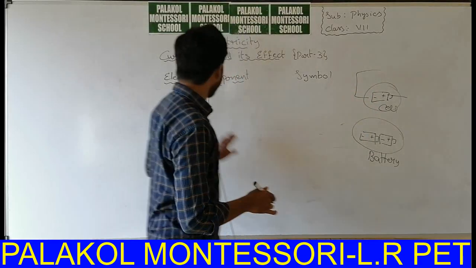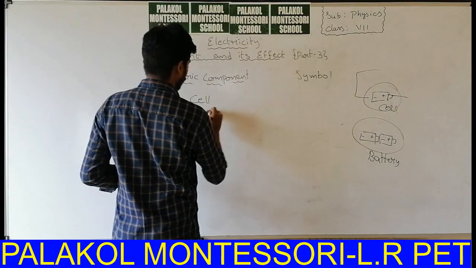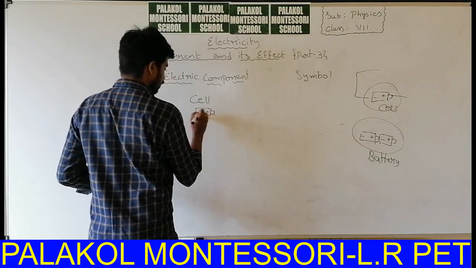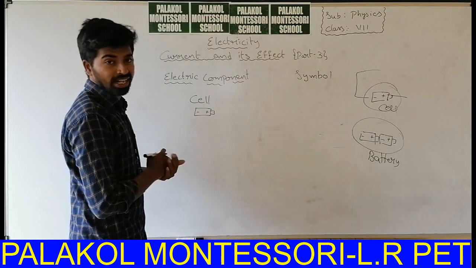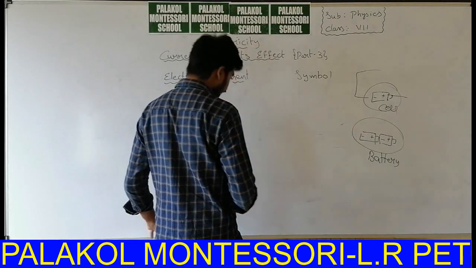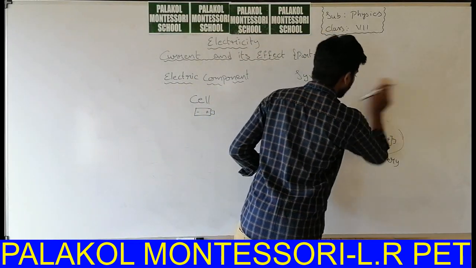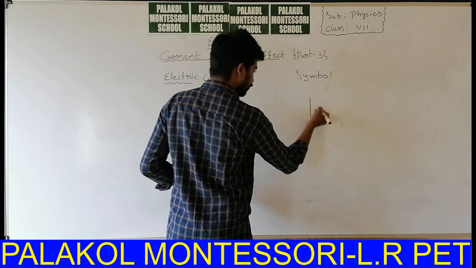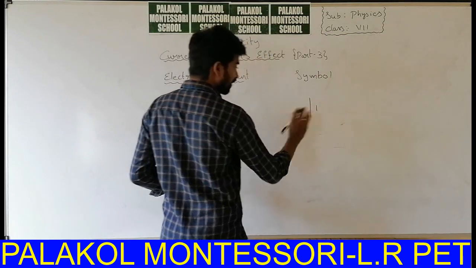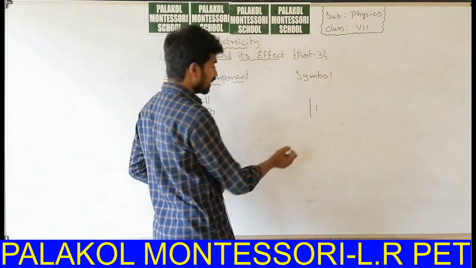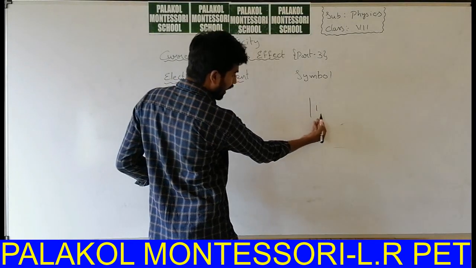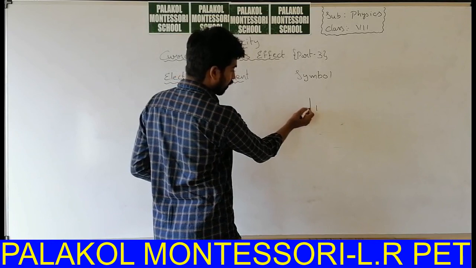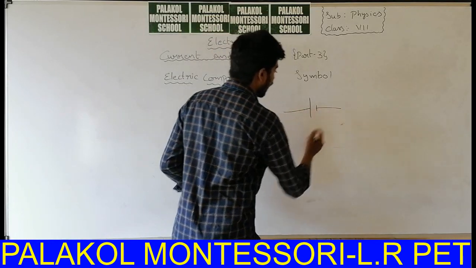If it is a single battery, what is the symbol of the cell? What is the symbol of the battery? A battery has a positive terminal and a negative terminal. The symbol of the battery is two vertical parallel lines, one larger and the other smaller. So this is the symbol of the battery.